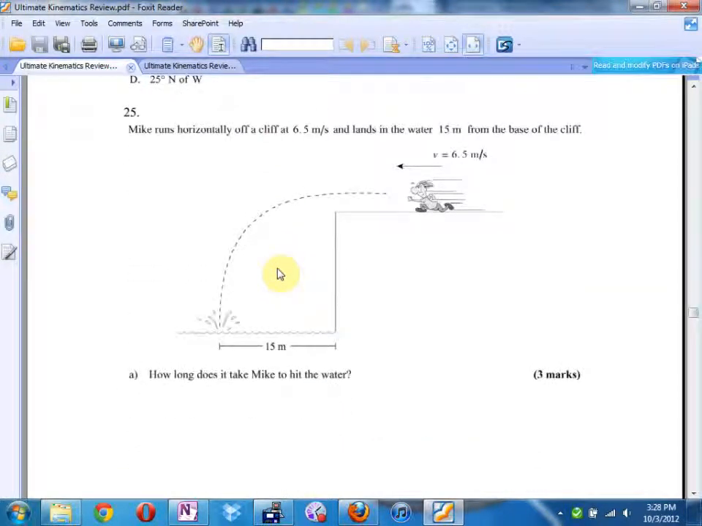Grab shots. 25. Horizontally, off a cliff. Actually, which means probably it's going to be a little easier. Something's going to be a 0.